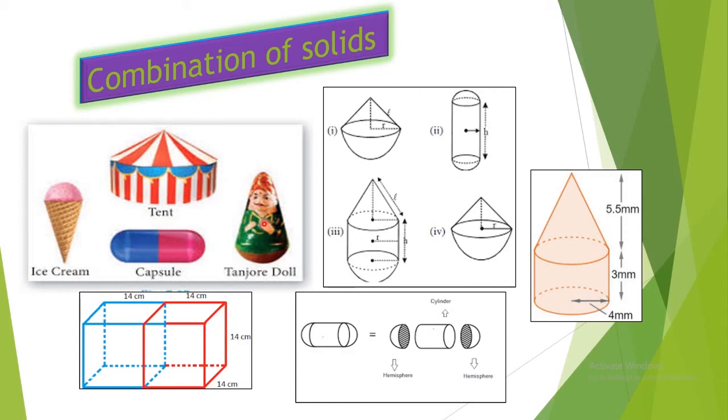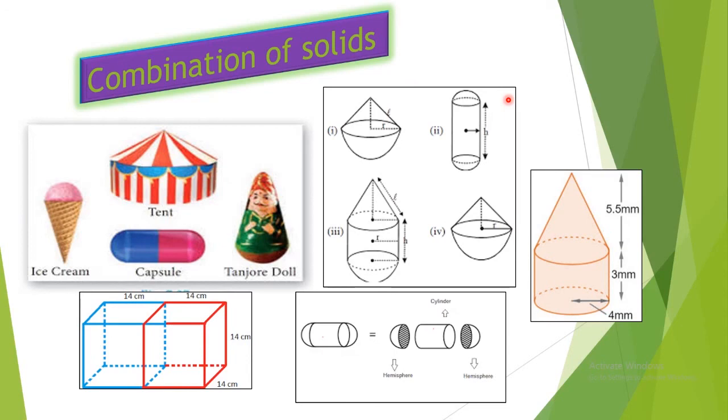But coming on to volume, it will be as usual. Volume of this ice cream will be volume of cone plus volume of hemisphere. Volume of tent also, volume of cylinder plus volume of cone. Volume of capsule, volume of cylinder plus 2 into volume of hemisphere, and so on. So hope you have understood how to use the combination of solids.